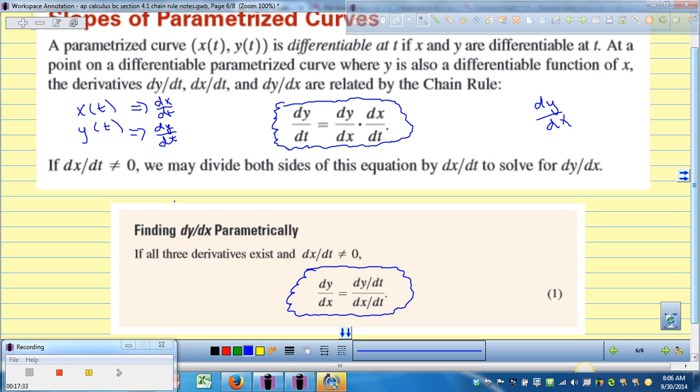Very easy to work with. You would just take the derivative of your x equation, the derivative of your y equation, the derivative of y, and the derivative of x. Okay, so that is finding dy/dx parametrically. And now let's go do line.